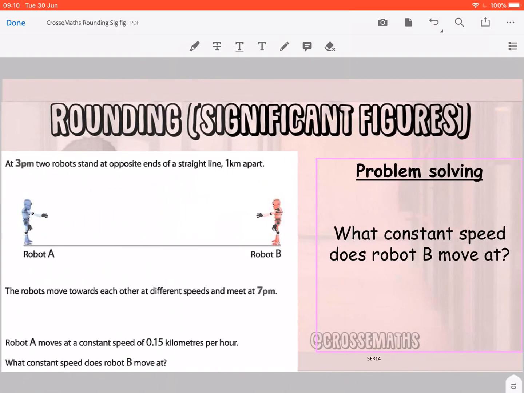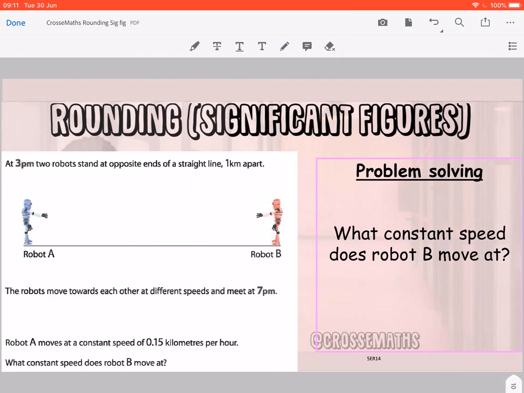Right, very last thing, okay, problem solving. A little bit of problem solving, then we're done for the day. It's nothing to do with rounding. However, work out what constant speed robot B moves at. At 3 p.m, 2 robots stand at opposite ends of a straight line, 1 kilometer apart. The robots move towards each other at different speeds and meet at 7 p.m. Robot A moves at a constant speed of 0.15 kilometers per hour. What constant speed does robot B move at? Pause the video now and have a go.